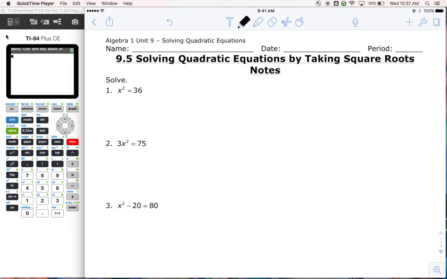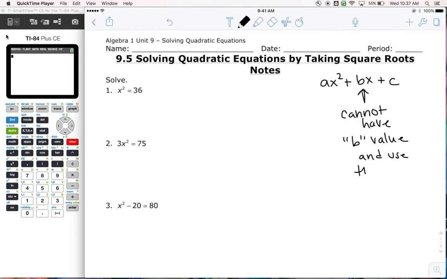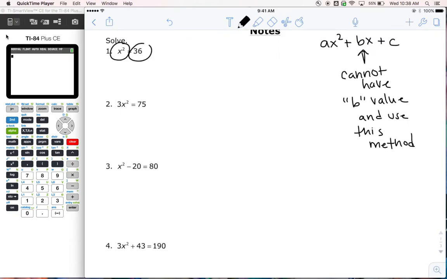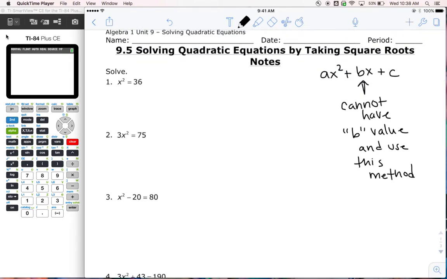the other side. So take a quick note, y'all, just really quickly, and notice that ax² plus bx plus c is our standard form. In order to use this method, you cannot have a b value to use this method. Okay, so just kind of getting that out of the way. One more time, it only works when we have a number being squared equal to a constant. In other words, we don't have a term with just x. We don't have b.